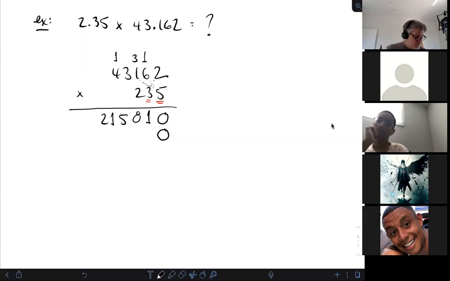So 3 times 2 is 6. 3 times 6 is 18. I have a carry of 1. 3 times 1 is 3 plus 1 is 4. 3 times 3 is 9. 3 times 4 is 12. So this is what I get.